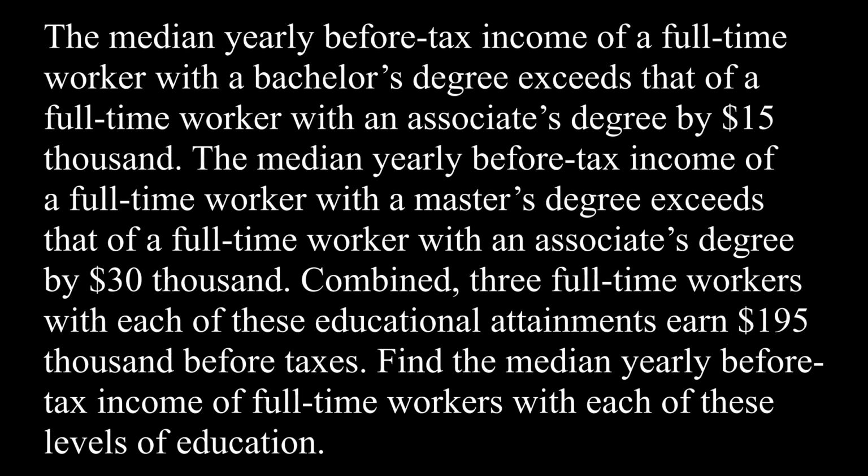So for our first example, we have that the median before tax income of a full-time worker with a bachelor's degree exceeds that of a full-time worker with an associate's degree by $15,000, while the median yearly before tax income of a full-time worker with a master's degree exceeds that of a full-time worker with an associate's degree by $30,000. Combined, 3 full-time workers in each of these educational attainments earns $195,000 before taxes. Find the median yearly before tax income of full-time workers with each of these levels of education.